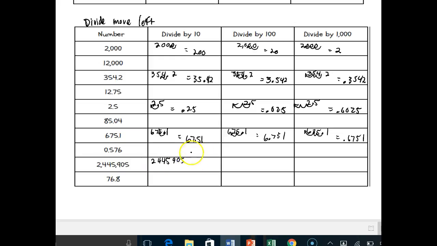2,445,905. There's no decimal here, so I start from the end. Divided by 10 equals 200,044.